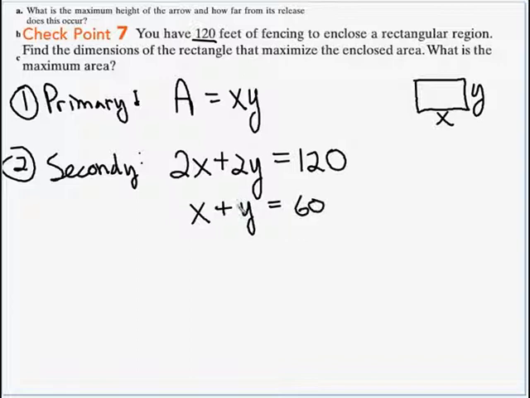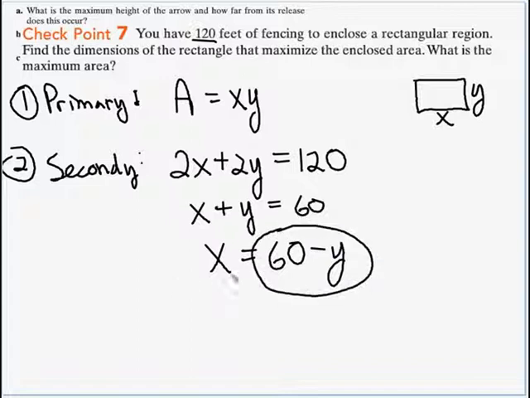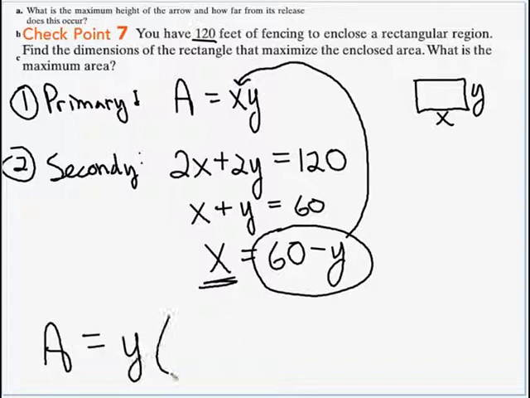In the other one, we solved for y. Let's solve this one for x. Why not? x equals, we'll subtract y from each side, 60 minus y. So this 60 minus y can take the place of x. It's going to go right there. So now we can write area equals y times 60 minus y.